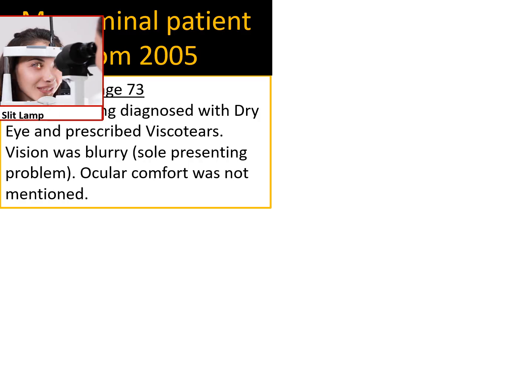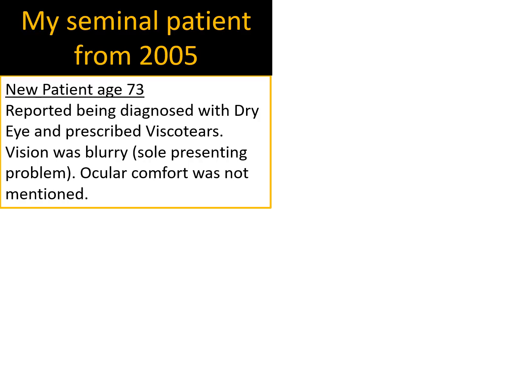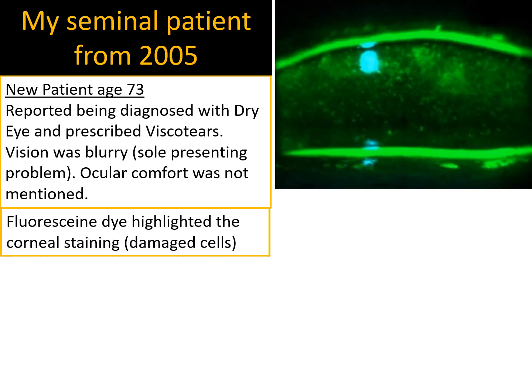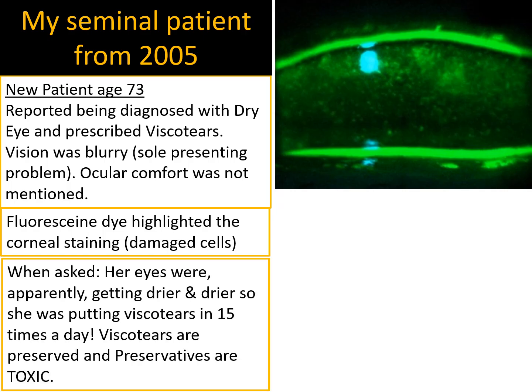And there's a picture of a slit lamp just in case anyone doesn't know what they look like. Now, fluorescein dye stains damaged cells. As you can see, the front of her eye is just a massive staining, so it's a very uncomfortable eye. And this prompted the question, how often are you instilling Viscotears? And she then admitted the dryness was becoming so bad she was putting the Viscotears up to 15 times a day. And obviously, as far as she was concerned, this was the solution to the problem of dryness.